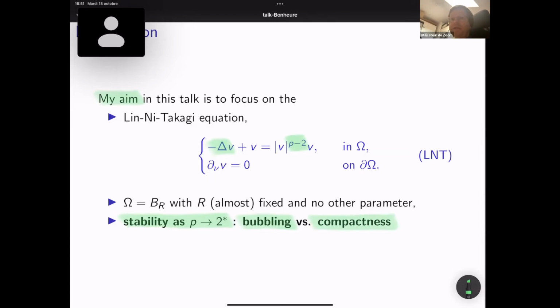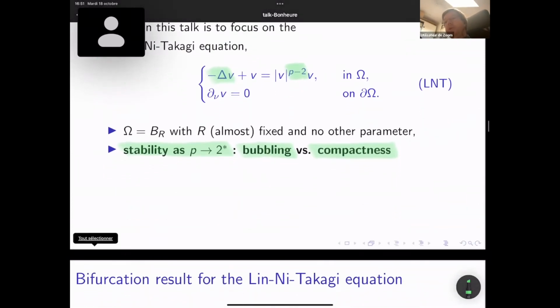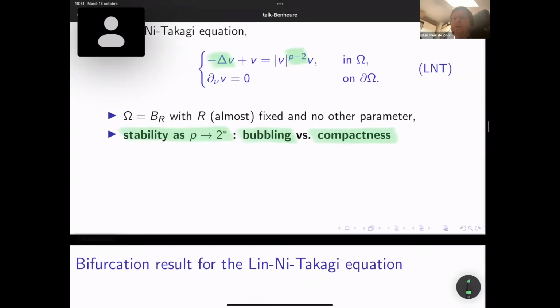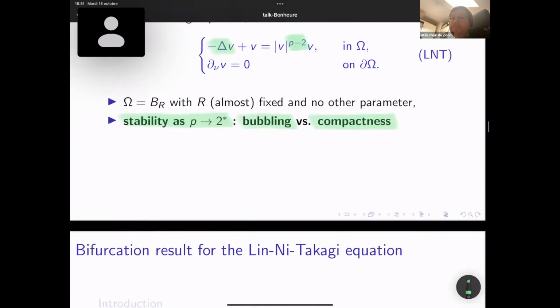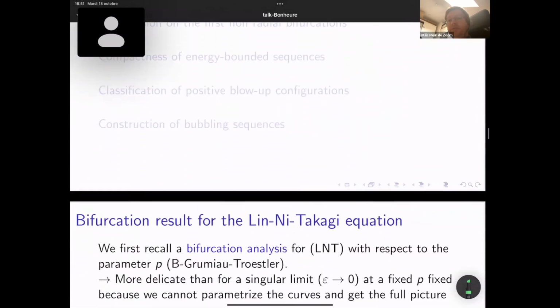By which I mean that if I have a sequence of powers p going to 2 star and a sequence of solutions, then this sequence of weak solutions has a limit, and a good limit. I mean, it's pre-compact in some good norm.